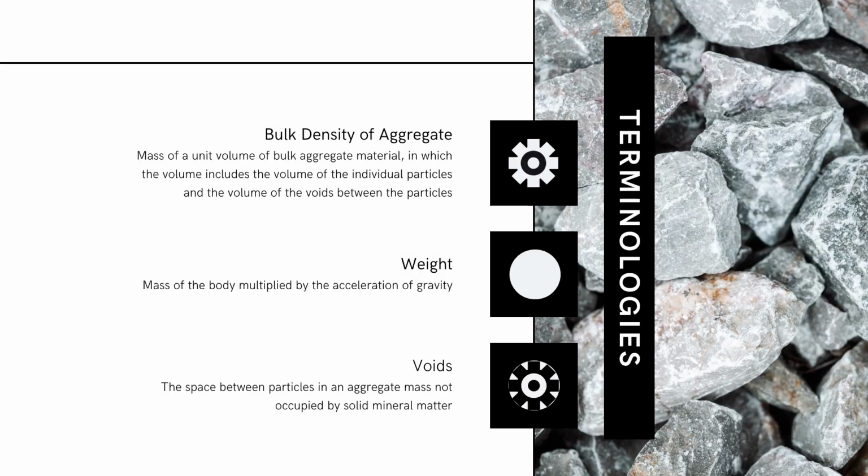Bulk density, or tinatawag ding unit weight of aggregate, is the mass of a unit volume of bulk aggregate material in which the volume includes the volume of the individual particles and the volume of the voids between the particles. Ang weight naman, ito ay ang mass of the body multiplied by the acceleration due to gravity, or 9.81 meters per second squared. Ang voids naman, ito naman yung spaces sa mga particles. Ito yung mga unoccupied spaces sa mga solid material.